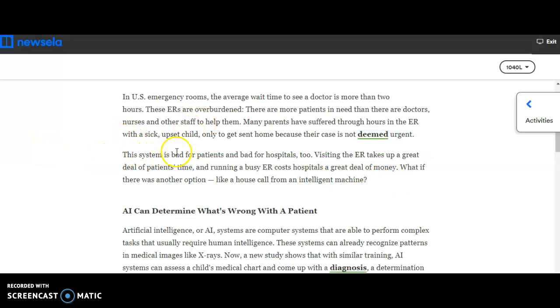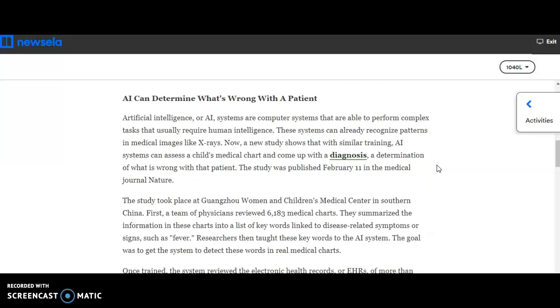So this system is bad for patients and bad for hospitals too. Visiting the ER takes up a great deal of patients' time, and running a busy ER costs hospitals a great deal of money. What if there was another option, like a house call from an intelligent machine? So you have this subheading here. AI can determine what's wrong with a patient. Artificial intelligence, or AI, systems are computer systems that are able to perform complex tasks that usually require human intelligence. These systems can already recognize patterns in medical images like X-rays.